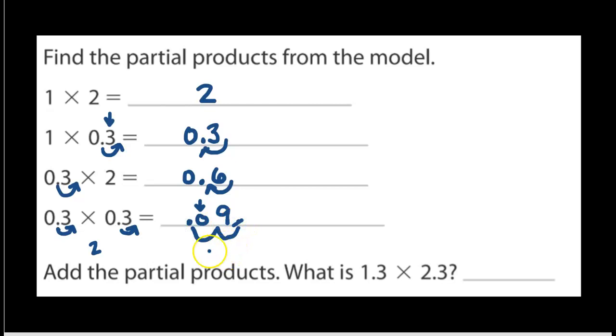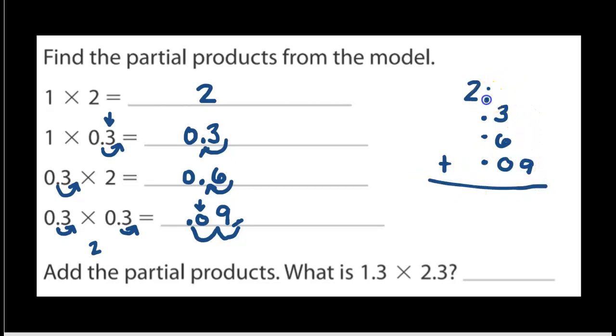And then it says add the partial products. So if I were to do that, I would start by lining my decimal up. Okay, so I've got 2 plus 0.3 plus 0.6 plus, oh, excuse me, let me erase that, plus 0.09. So that's my addition.